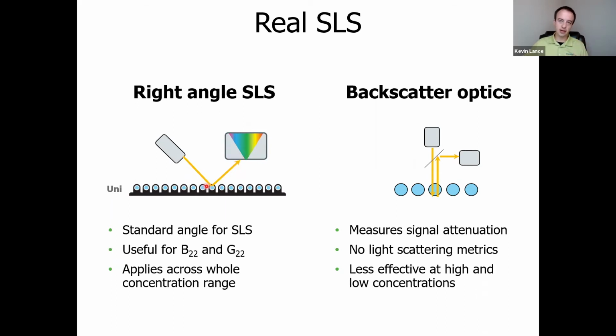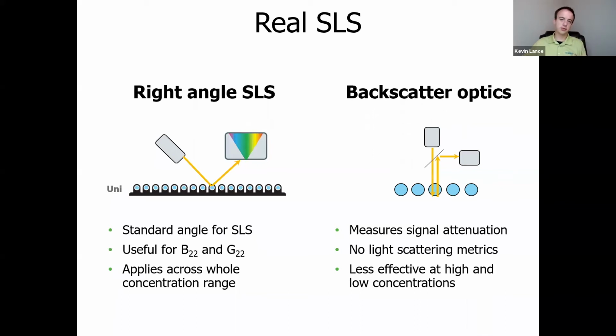So this is a standard angle for static light scattering and allows us to see what light is hitting and interacting with particles in solution and then bouncing back out towards our detector. Because we're doing this very traditional light path, we can get other metrics from that setup, such as B22 and G22 measures, which are indicators of protein-protein interactions and really fast measurements of whether your sample might be prone or susceptible to aggregation.